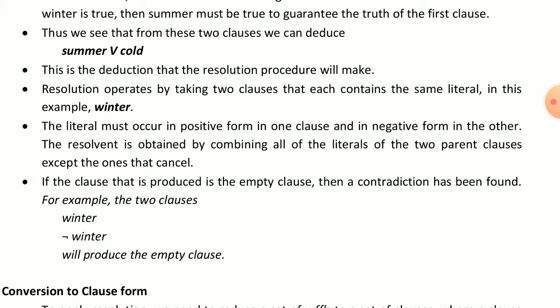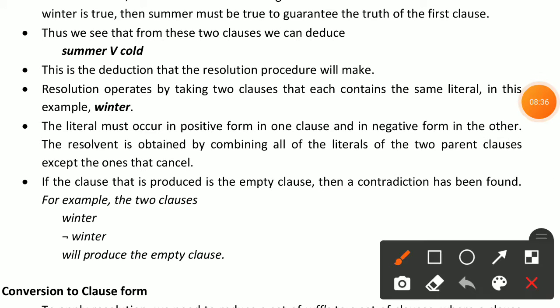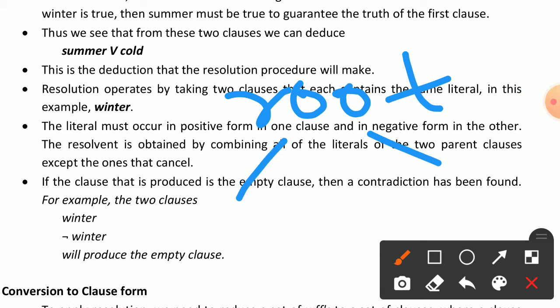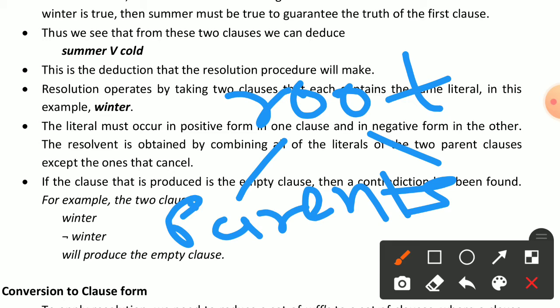Now the literal must occur in positive form in one clause and in negative form in the other. The resolvent is obtained by combining all of the literals of the two parent clauses except the ones that cancel. In the hierarchical diagram we can know that first is the root node, then its parents are present, then from the parents the children are present.